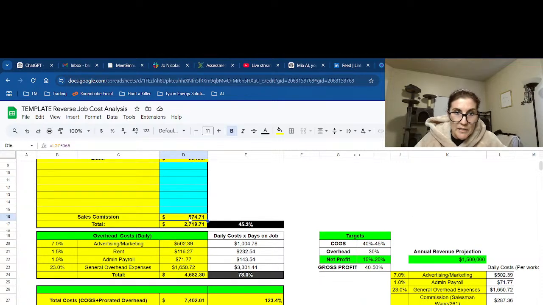And then I'm just going to make sure. Okay, so this is accounting for 2 days of pay for the sales guy, which he earns $287 a day. So for 2 days, that's how much he makes. So we are making sure we attribute all of the costs that we have as a business into our calculations.